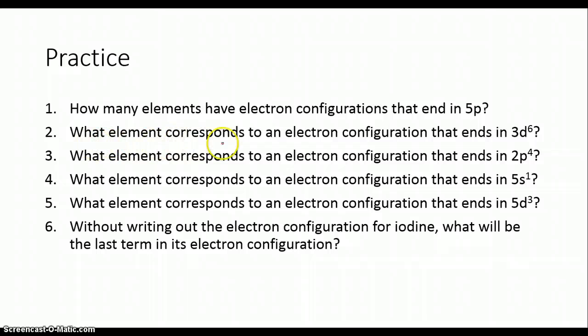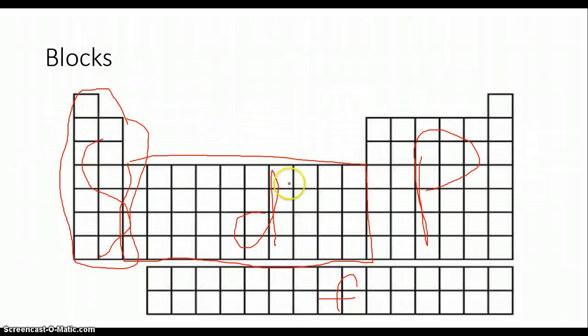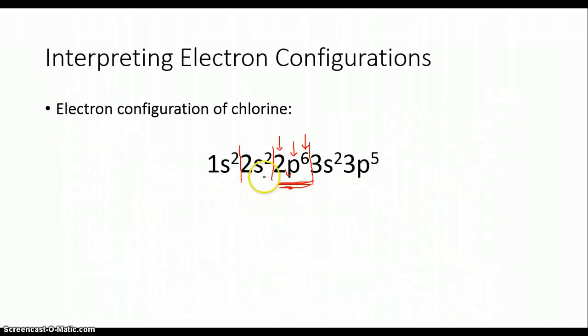Number 2, what element corresponds to an electron configuration that ends in 3d6? Again, if you look at your periodic table, you would look in this section here. So let me go back. This is my 3d's, and my 1, 2, 3, 4, 5, 6 spot ends up being, again, our friend iron.